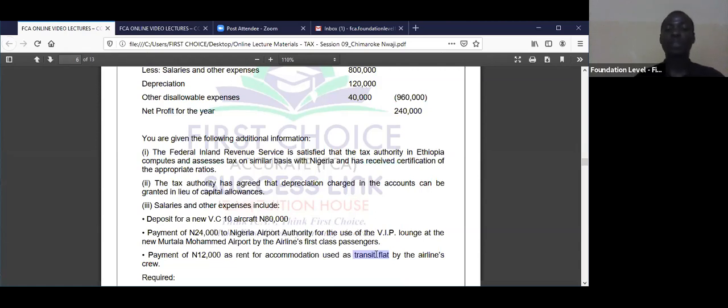It is not allowed. Now, I want you to note something in taxation. If they tell you salary and other expenses include, now look at the word, they said include. When they say include, they are going to be telling you figures that you must adjust. Anything they give you here is not allowed. Now, if you look at it, this plus this plus this does not give you 800,000. So they just tell you that they want you to disallow this, this, and this. That is if they use the word include.